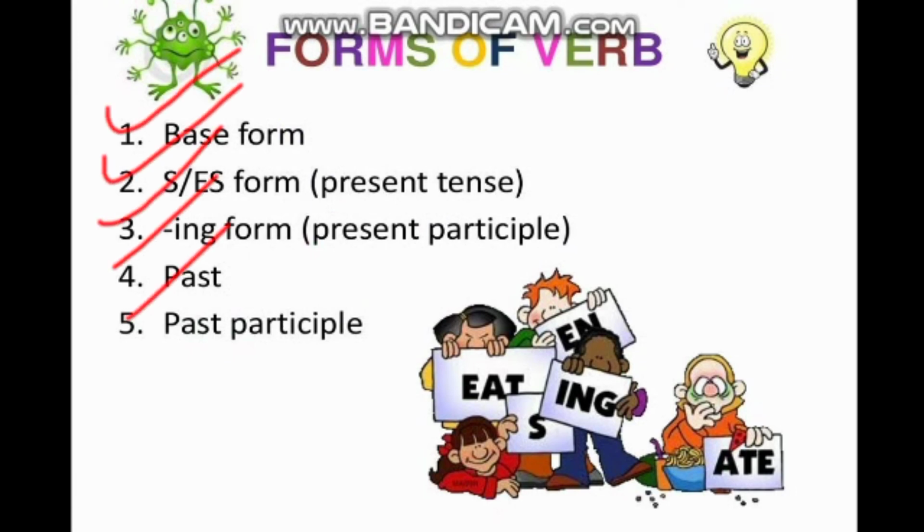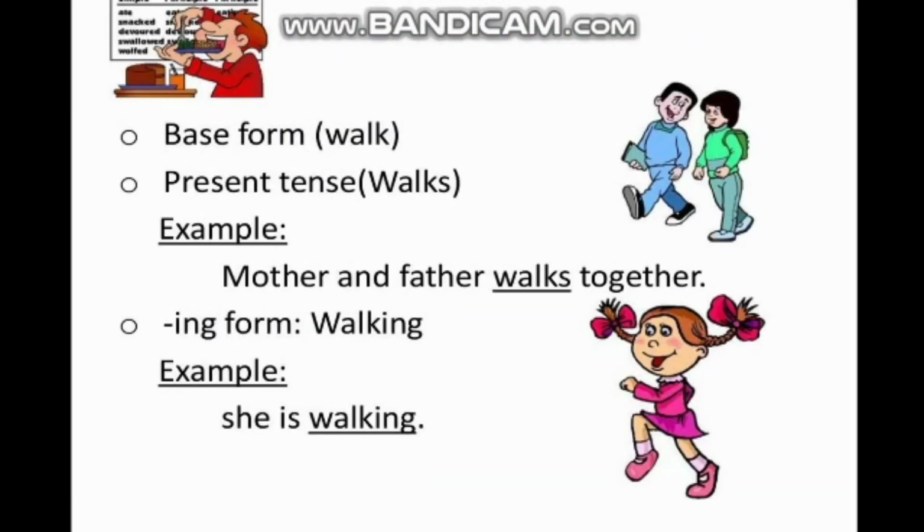Forms of verbs: base form, present form, ing form, past form and past participle form. We have the 5 forms. Base form: walk. Present form, present tense: walks. Example: mother and father walk together. Ing form: walking. Example: she is walking. So these are the examples of the forms of verbs.